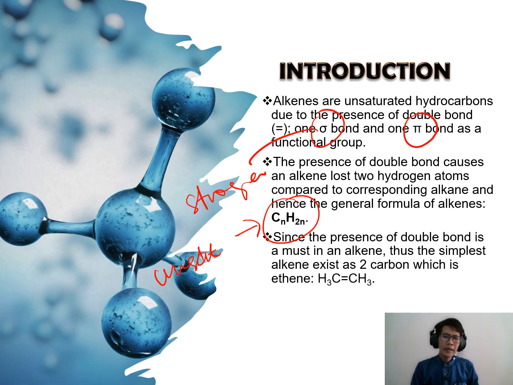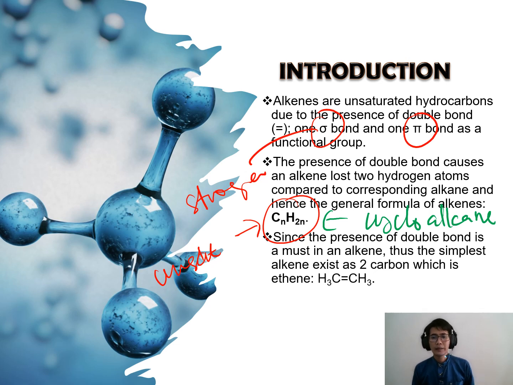If you look at this molecular formula, remember that it is similar to the molecular formula of the cycloalkane. Since the molecular formula is the same, the alkene and cycloalkane are functional group isomers. The presence of a double bond is a must in the alkene, so the simplest alkene has 2 carbons, which is ethene. It's a simple statement.